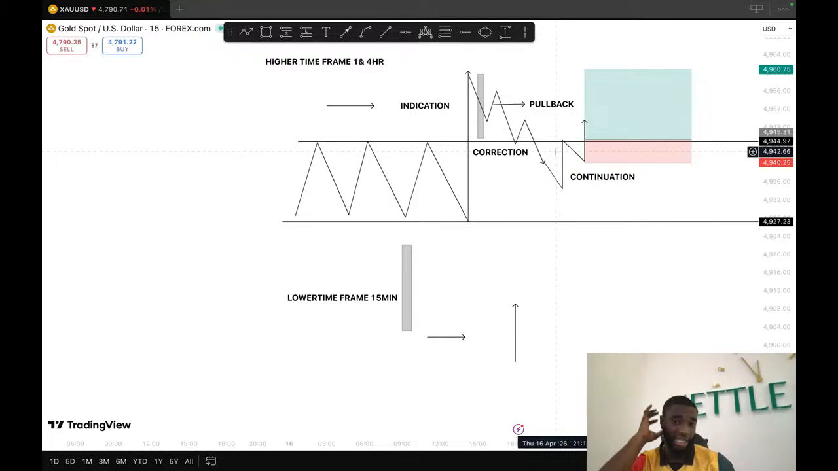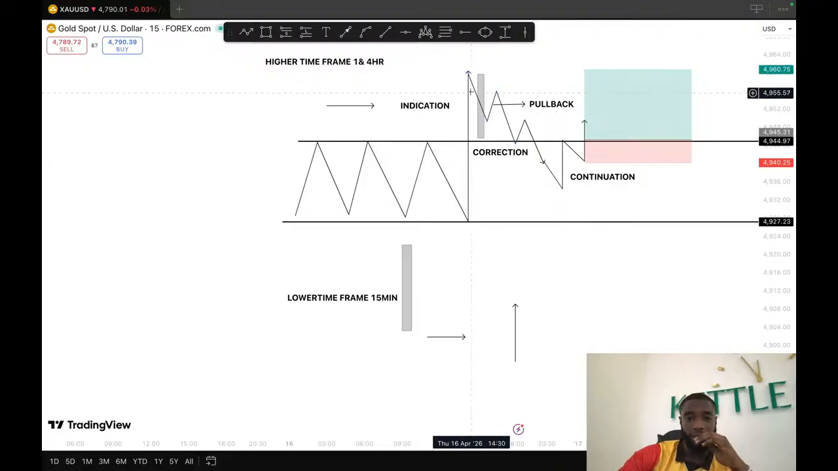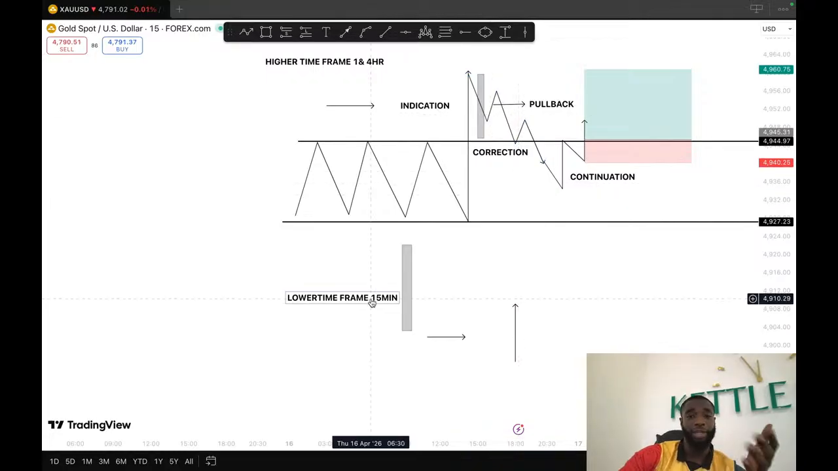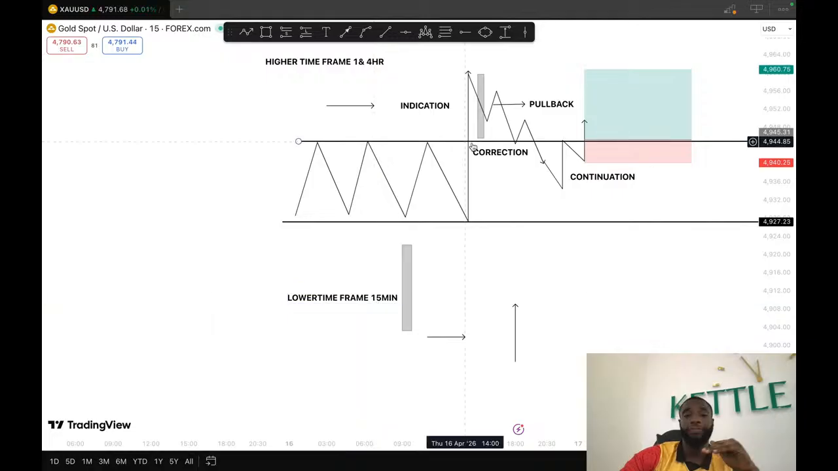I hope this makes sense. I hope you understand. This is how you trade. You wait for your indication, your pullback, which is your correction, which you look for on the lower time frame. The lower time frame is a 15-minute time frame. So once you see price break above your original high level, your higher time frame level, you hop down onto the lower time frame, which is the 15-minute.